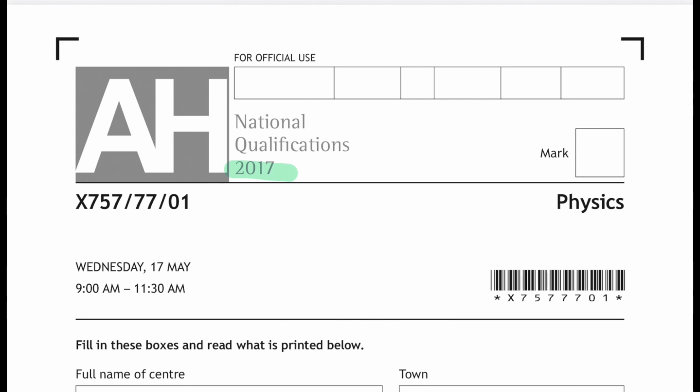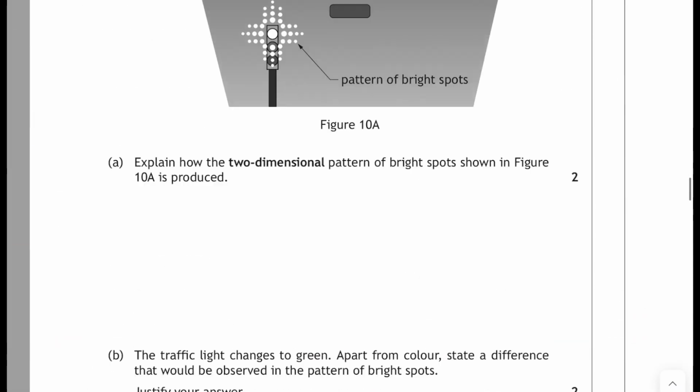Make sure to have a go at the questions first and then come back when you're ready and we'll show you how to work through them. So if you're ready, here's the 2017 question on interference by division of wavefront.